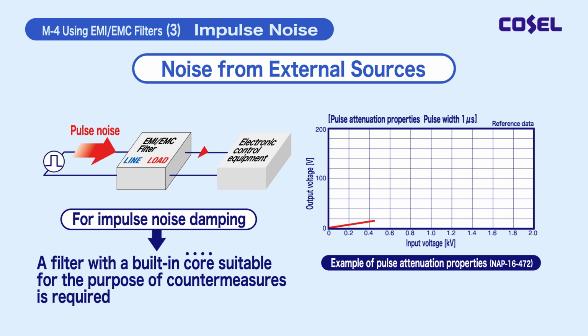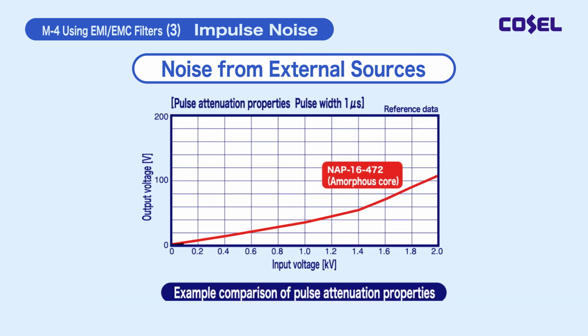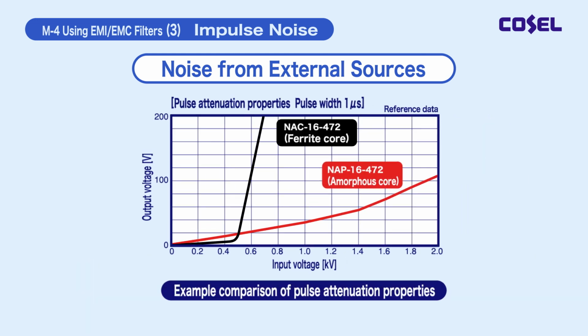To dampen this noise, a filter with a built-in core suitable for the purpose of the countermeasures is required. In the case of impulse noise entering from an external source, countermeasures using a standard EMI/EMC filter with a ferrite core may not have the expected effect.